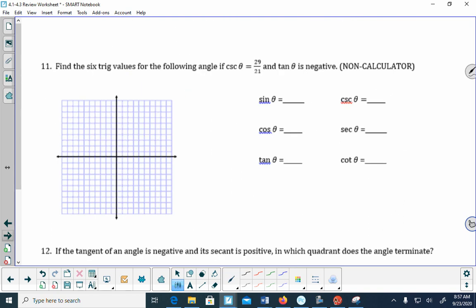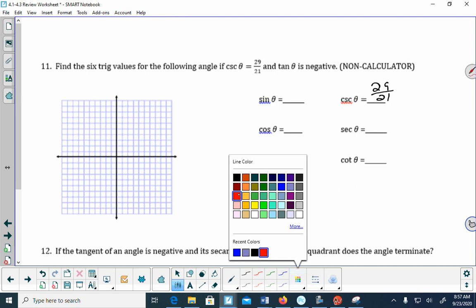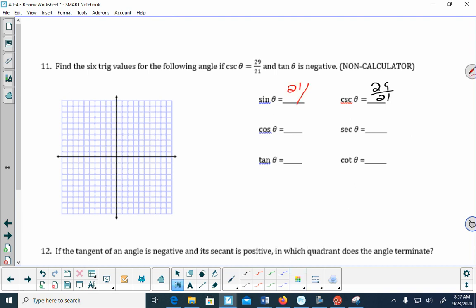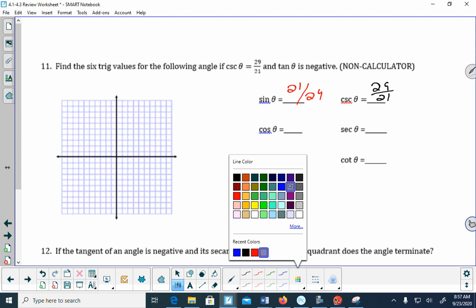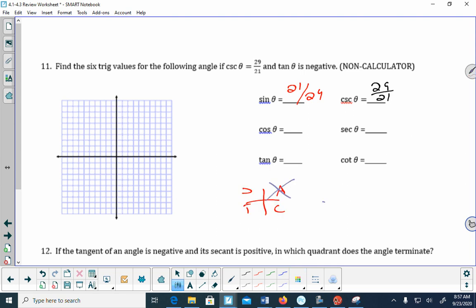Number 11, you're asked to draw a triangle, and it tells you that your cosecant, which is the reciprocal, is 29 over 21, and I know that my sine is the reciprocal of that, so that's going to be 21/29. So what they're telling me is that the sine is positive and the tangent is negative. So going back to all students take calculus, as soon as they tell me that the tangent is negative, that eliminates the first quadrant. And then the sine is positive in the second quadrant.